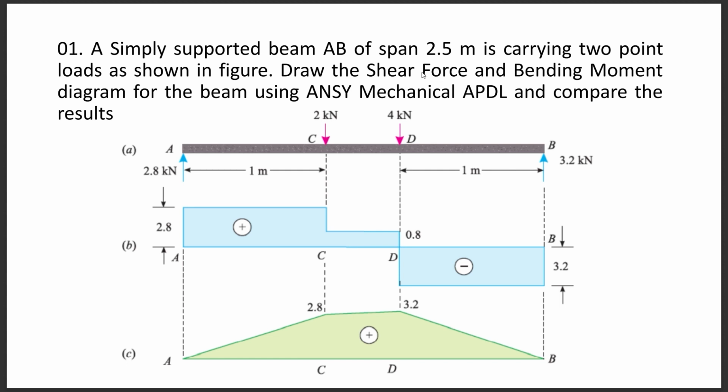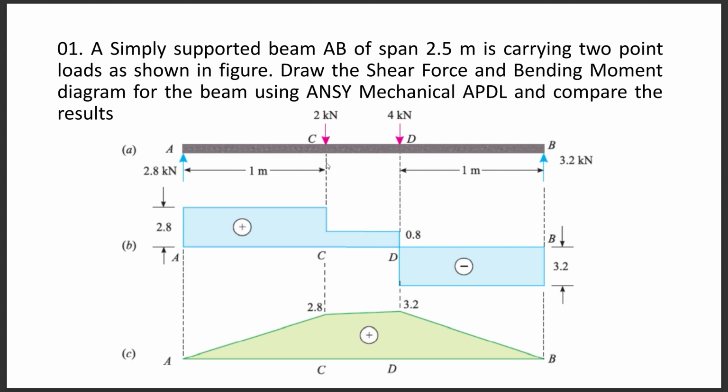A simply supported beam AB of span 2.5 meter is carrying 2 point loads as shown in the figure. Draw the shear force and bending moment diagram for the beam using ANSYS Mechanical APDL and compare the results. Because we already have the results from the theoretical calculations, we need to find the results using ANSYS Mechanical APDL and compare them.